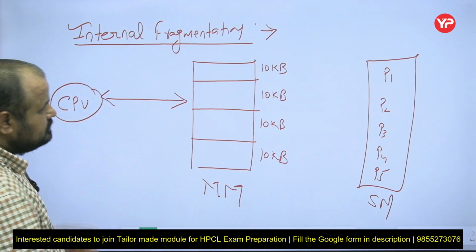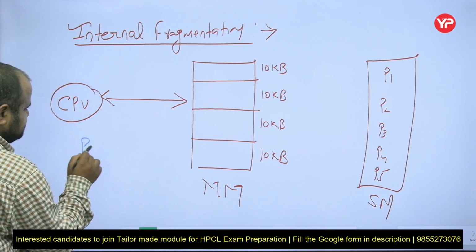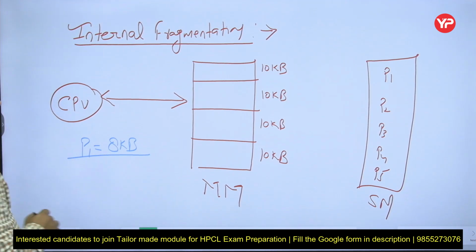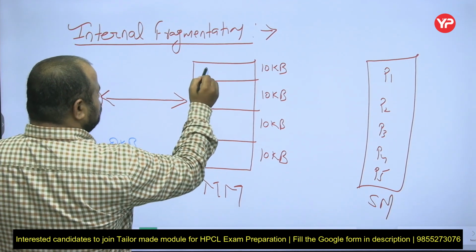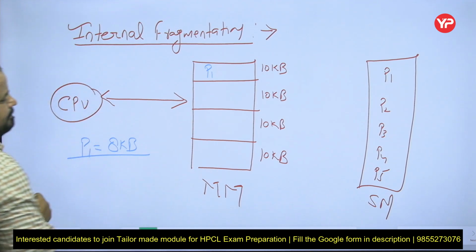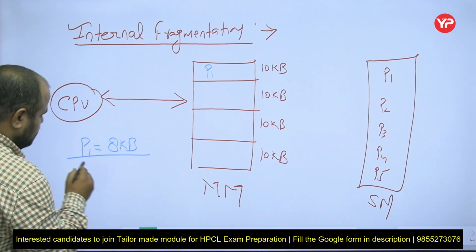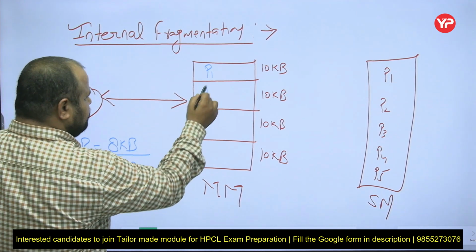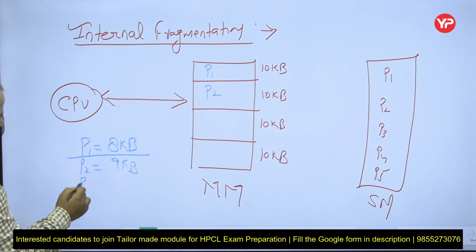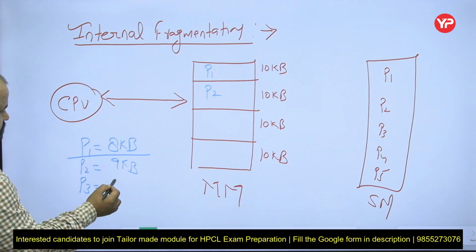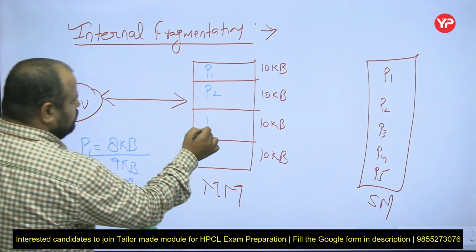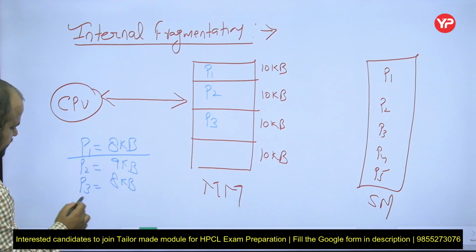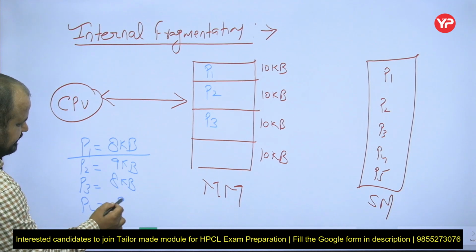Now see, suppose the process P1 requires 8 KB space. The size of process P1 is 8 KB and this block size is 10 KB. So I am keeping process P1 in the first block. Now process P2 requires 9 KB, so this space is enough. I just kept process P2 here. Again process P3 is 8 KB, so I can put it in 10 KB, and process P4 is 7 KB.